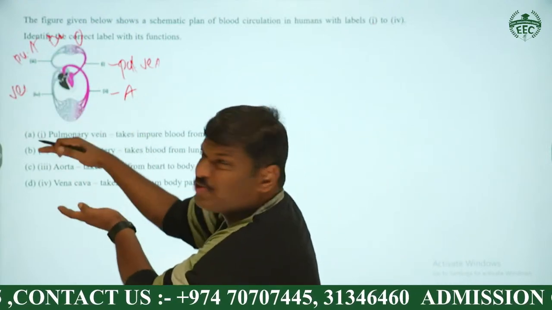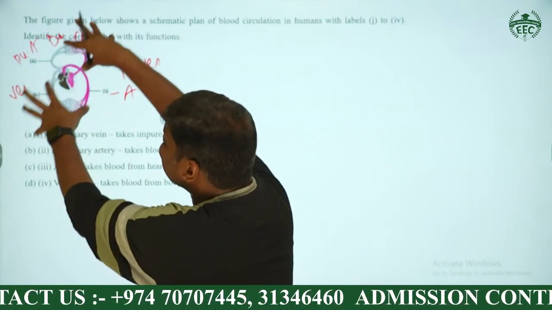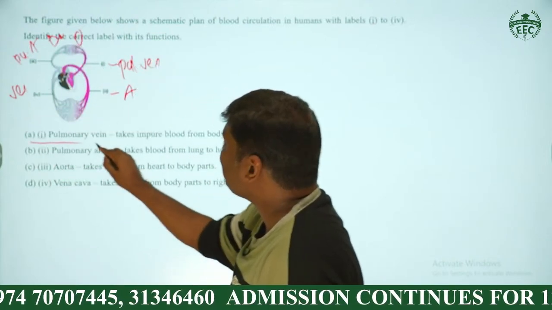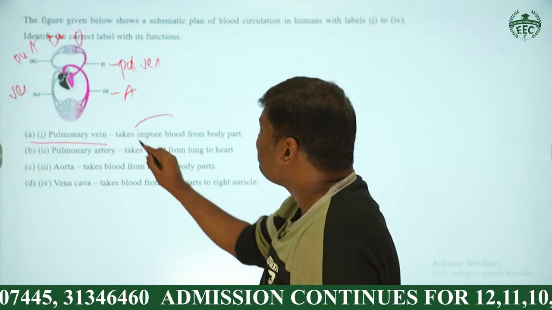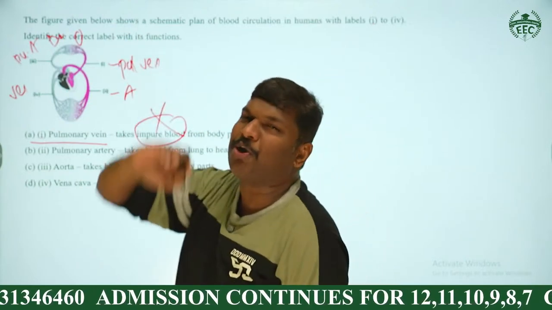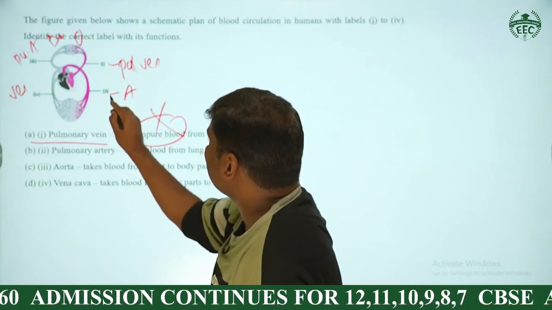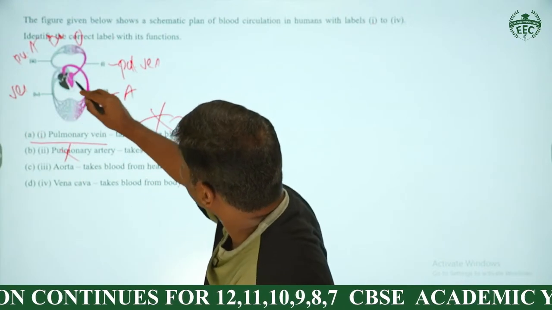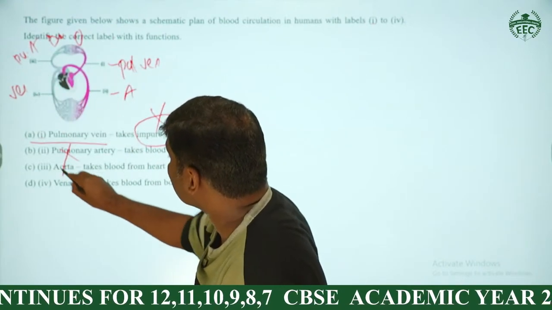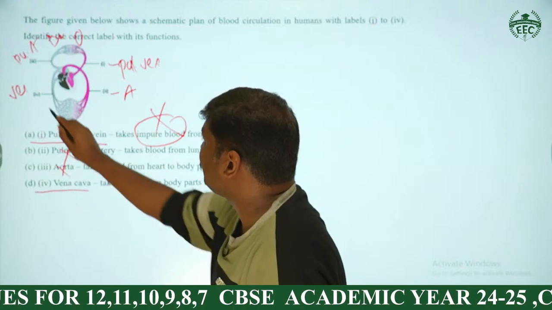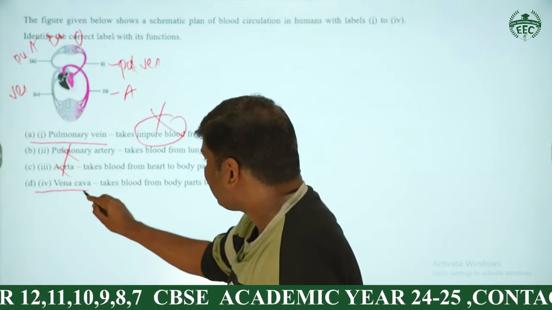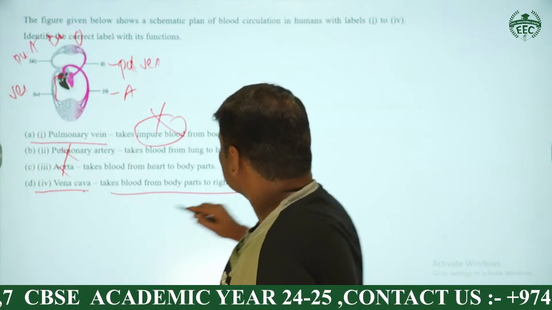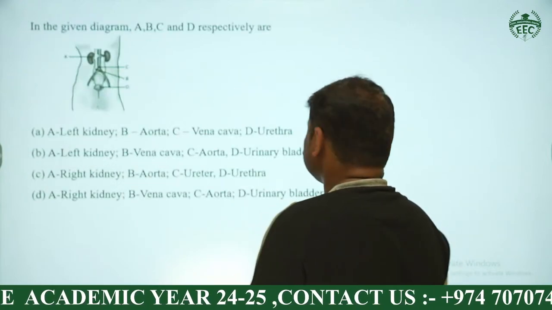Before moving into the options, you should find out the markings, then only you can move to the options. One, pulmonary vein, right answer. But takes impure blood, wrong, it takes pure blood. Second one, pulmonary artery, that itself is wrong. Third one, aorta, where is the third one? This is the third one, aorta, no, my dear student. What is the last one? Fourth one, vena cava, right answer. Vena cava takes blood from body parts to the right atrium. That is correct, my dear student. So that's why the fourth one is correct.